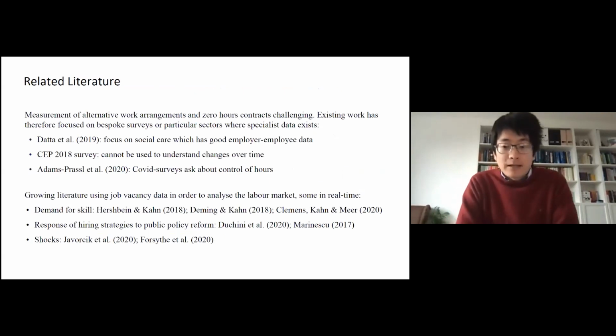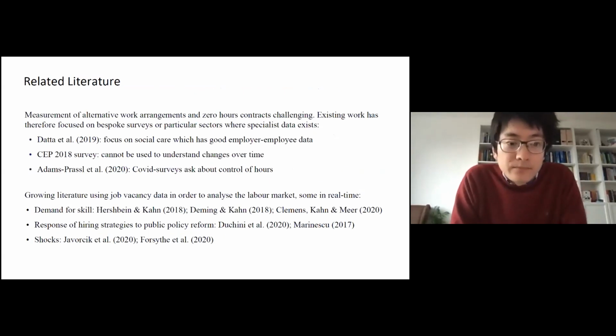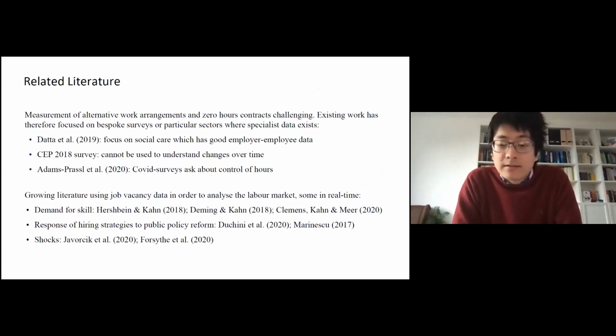There's ample literature on flexible work arrangements and zero-hour contracts. One of the related papers is from Datta Gupta in 2019, who look at social care workers. Then there are special surveys that look at this question, but unfortunately they aren't repeated, so we don't have panel data. And Abi Adams has been running, with colleagues, a COVID-19 survey that tracks the hours of workers during COVID-19.